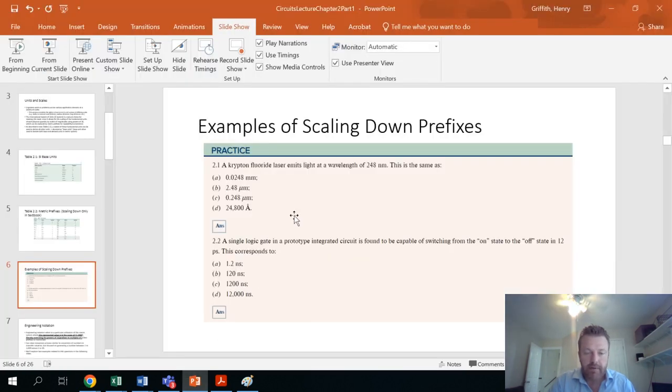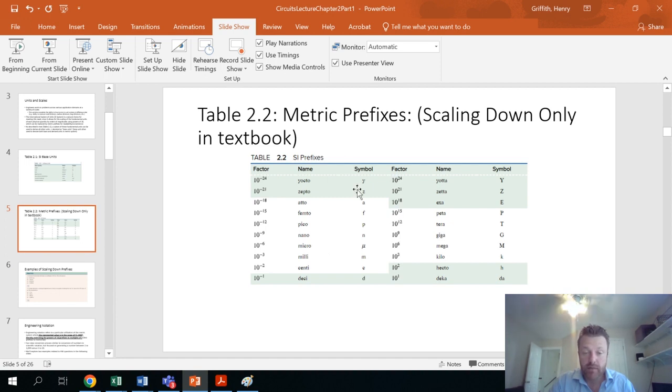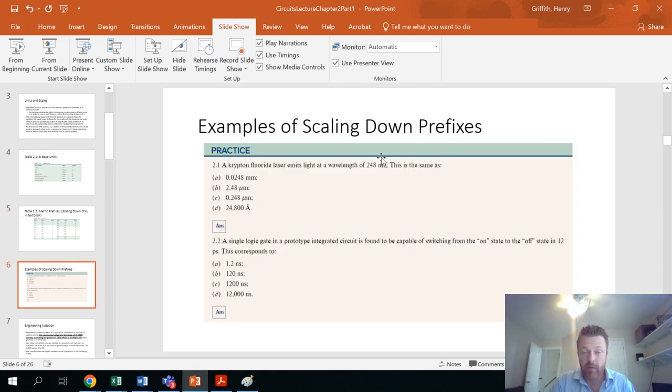So if you go back to that first problem, we were told that a krypton fluoride laser emits at a wavelength of 248 nm. If you don't remember that that's nano, what you would do is look at the symbol here, n, match it to the name nano, and notice that that is a 10 to the minus ninth multiple. We're asked whether or not this is equivalent to which of these underlying quantities.